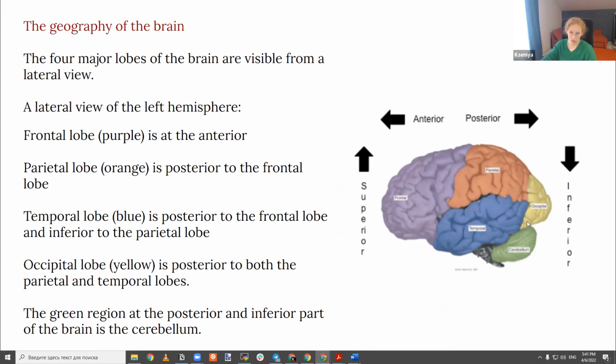So the frontal lobe, in purple, is anterior. The parietal lobe, orange, is posterior to the frontal lobe. The temporal lobe, blue, is posterior to the frontal lobe and inferior to the parietal lobe. And the occipital lobe, yellow, is posterior to both the parietal and temporal lobes. And the green region at the posterior and inferior part of the brain is the cerebellum.